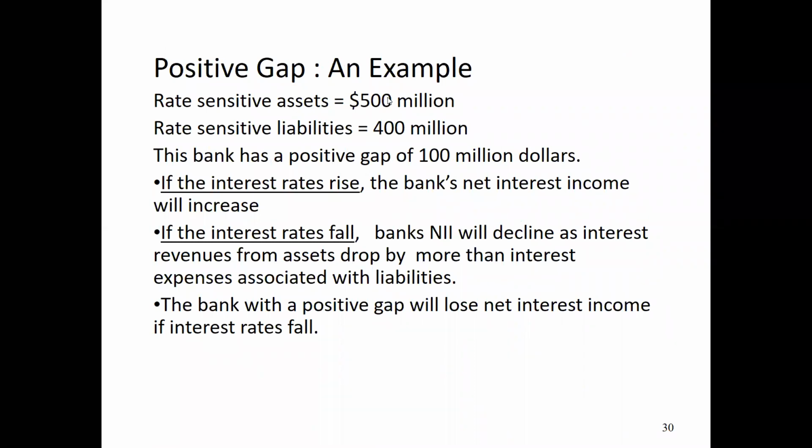So rate sensitive assets are 500 million, rate sensitive liabilities are 400 million, and the bank has a positive gap of 100 million. So if interest rate rises, bank net interest income will go up. If interest rate falls, the net interest income will decline, as interest revenue from assets drops by more than the interest expenses associated with the liabilities. So a bank with a positive gap will lose net interest income if interest rate falls.